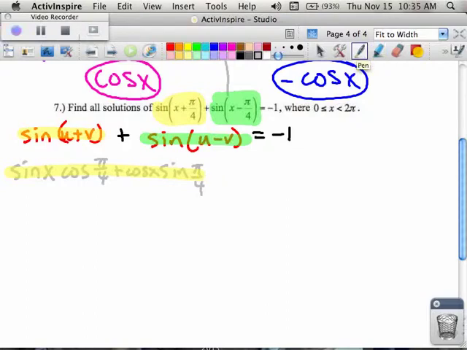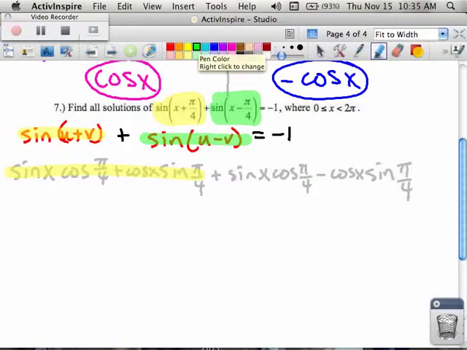I'll pause after I get done writing this all down. The sine of u minus v is the sine of x cosine pi over 4 minus cosine x sine pi over 4. This is all from the green highlighted information. And of course, that's all equal to negative 1. Now I'll pause and you can copy that down.